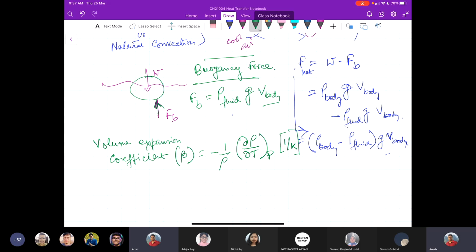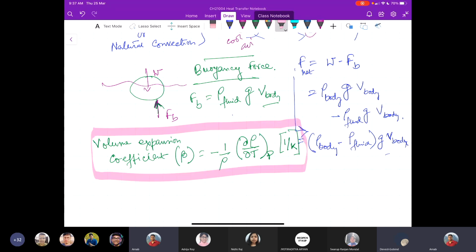For ideal gas, what is the value of beta? Can someone tell me? This is the RT expression. RT by rho. I'm asking directly the value of beta. It will be RT minus RT. Sure, just check once again the calculation. Sir, 1 by T. Absolutely.